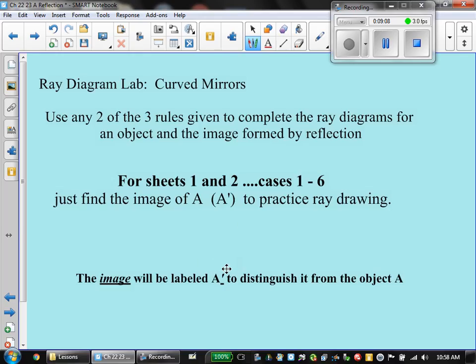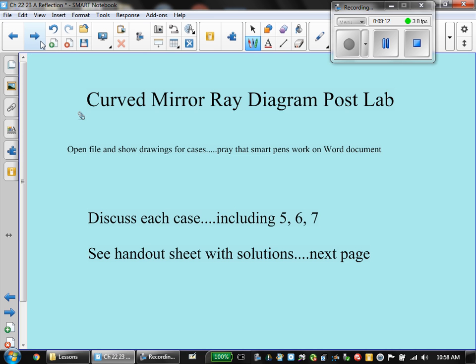Now, there is an answer key. The second document that you download off my webpage actually shows you the correct answers drawn professionally. And the cases that are trickiest are 5, 6, and 7. So the first three are pretty good, but 5, 6, and 7 are the trickiest. And again, you have the answer key.